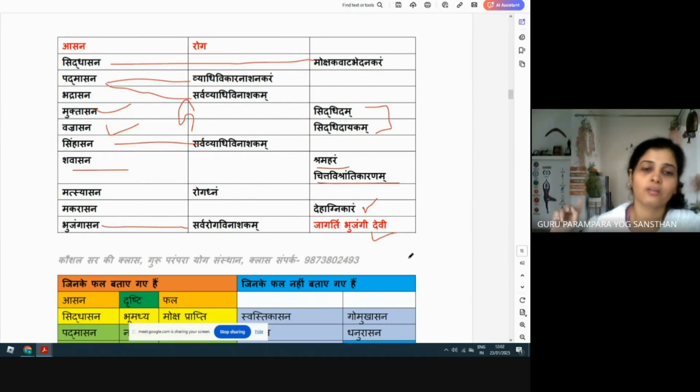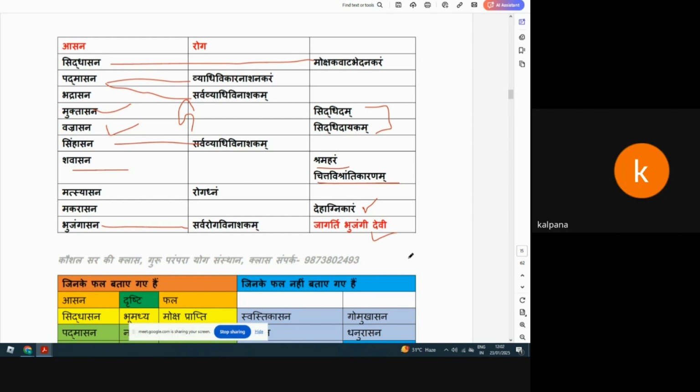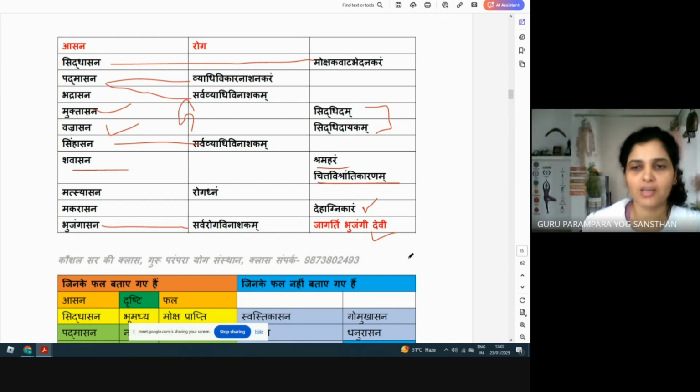And one more question, because we have completed today only. Matsyasana we should do in which posture? Mukta Padmasana. Very nice. So it completes all the points which can be asked in itself.